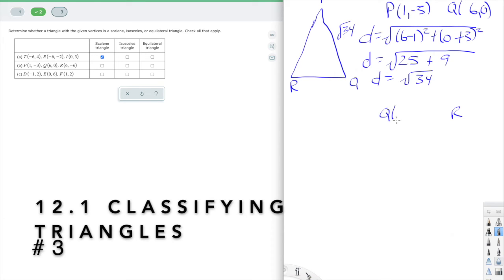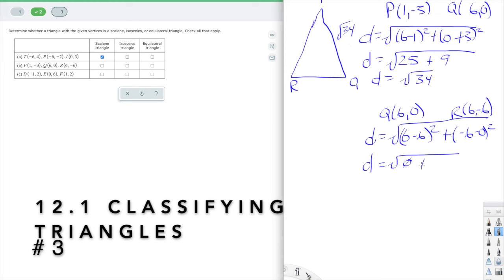6 and 0, and R is 6 and negative 6. So the distance equals 6 minus 6 squared, because I have 6 and 6 here, I forgot my comma there, plus negative 6 minus 0 squared. So now I have 6 minus 6, that gives me 0. 0 squared is 0. Plus negative 6 minus 0, that's still negative 6. Negative 6 squared is 36. So this is going to be 6, because 0 plus 36 is just 36, and the square root of 36 is 6.